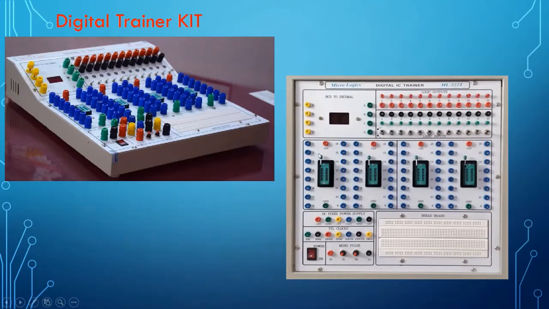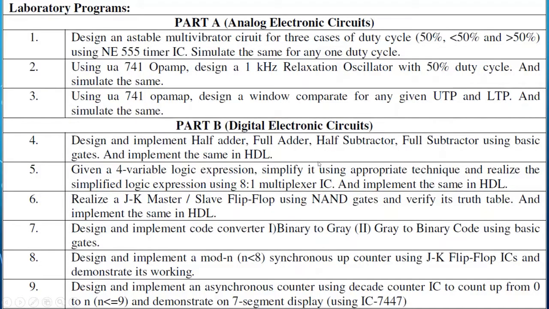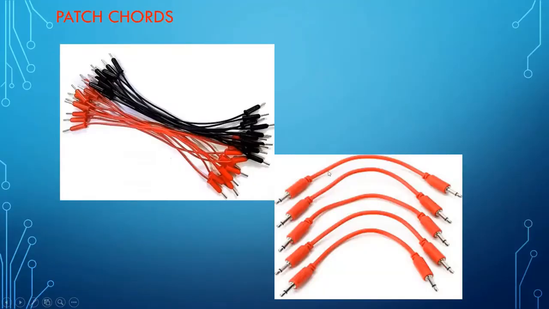All the connections to the ICs will be done using these patch cords. It may be input, power supply, ground connection, a pulse input, an additional power supply, an output, or a connection to the 7-segment display. All the connections will be done using these patch cords, which will be provided to you so that you can make efficient connections.